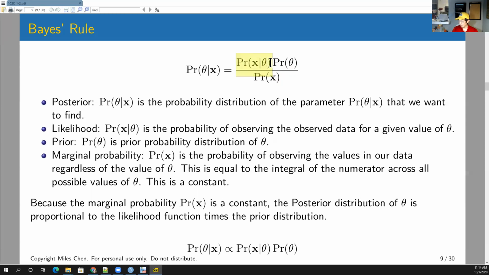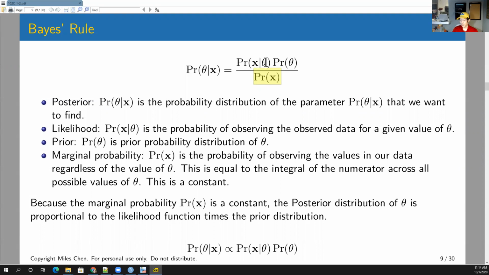The likelihood is a function of theta, but this is just a constant. We're going to treat x, our observed data, as a fixed value, and so the probability of x is a constant. It's equal to taking the integral of the numerator across all possible values of theta. And this is just a constant.